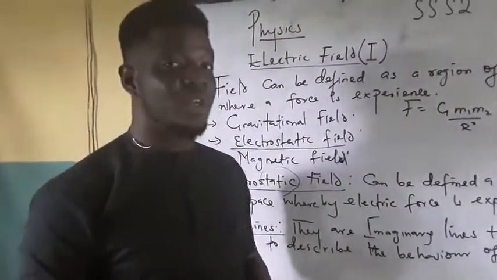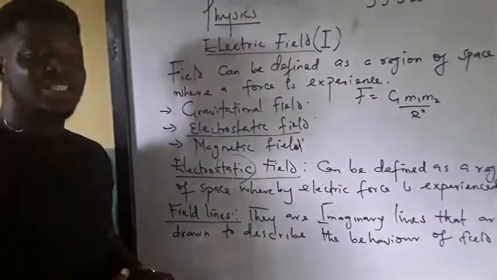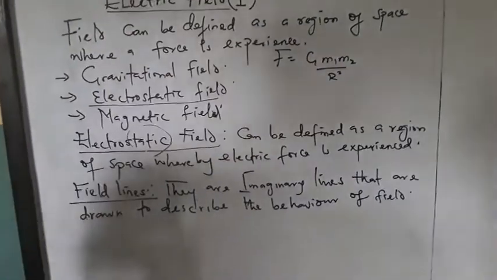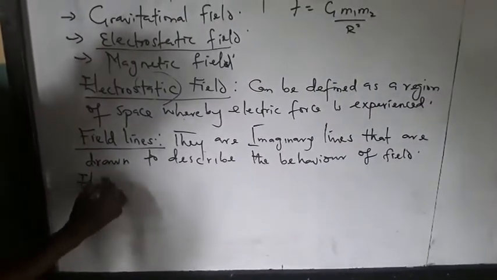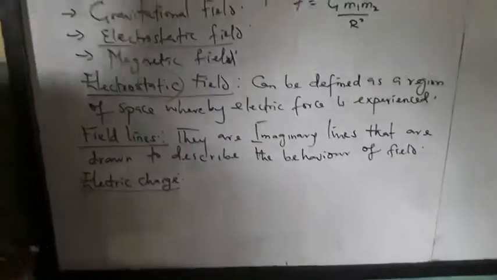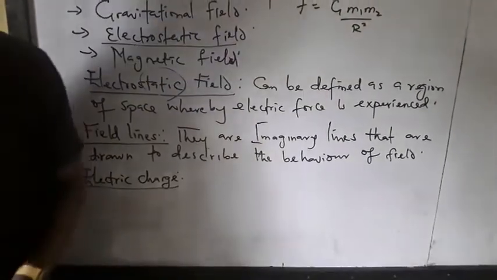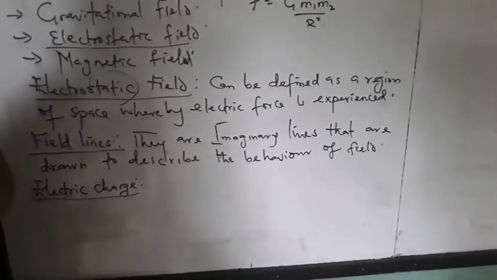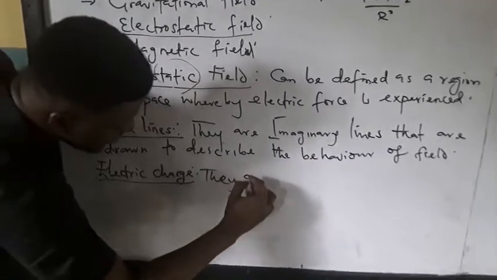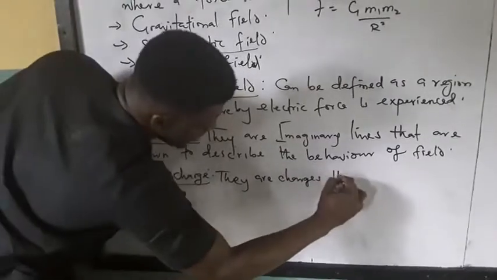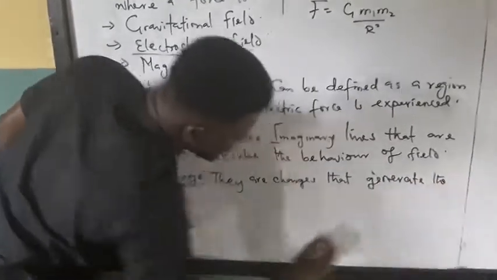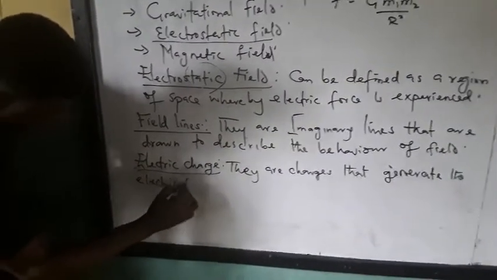Now, we have some field lines that we're going to be drawing. I will introduce you to the type of field lines that we're going to be drawing in the course of this class. So we're going to be looking at electric charges, so that you can have a little knowledge. This is an SS1 course, so we can have a little knowledge of what we are talking about. Electric charges are charges that generate the electric fields.